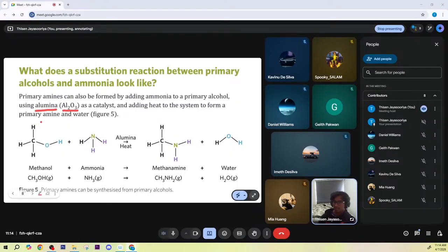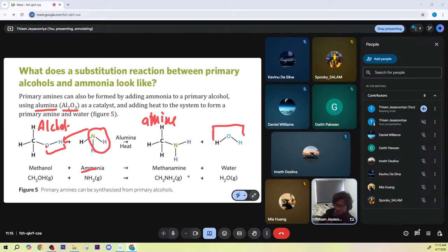But here you can think about it as just an alcohol. Alcohol reacts with ammonia, right, to produce an amine, right? So you can think of this whole group as substituting with the alcohol, and the hydroxyl group is just becoming a new water molecule. Does that make sense to everyone?